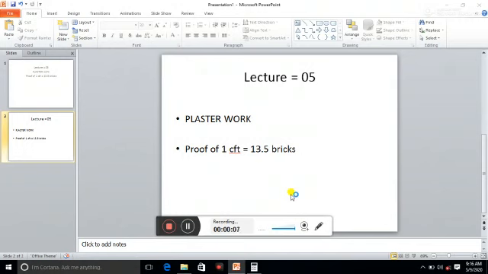Today is our fifth lecture, and in this lecture we will discuss plaster work and the proof that 1 cubic feet is equal to 13.5 bricks. Okay, so let's start the lecture.